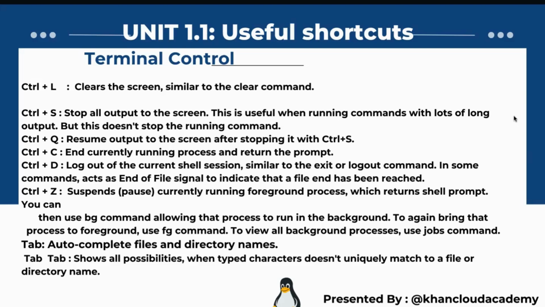Control D logs out of the current shell session, similar to the exit or logout command. So you can use either the exit command, the logout command, or in the same way Control D. This is the shortcut. In some commands, it acts as an end-of-file signal to indicate that the end of a file has been reached. Control Z suspends, or pauses, the currently running foreground process and returns the shell prompt. You can then use the bg command, allowing the process to run in the background. So this is what we have to use.